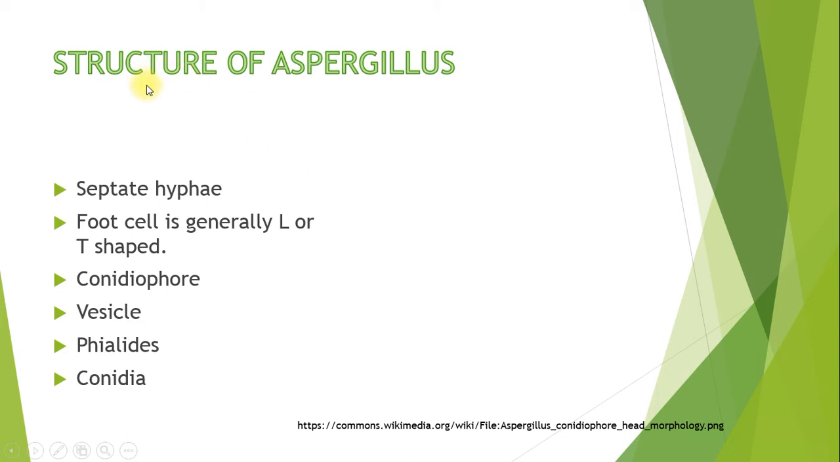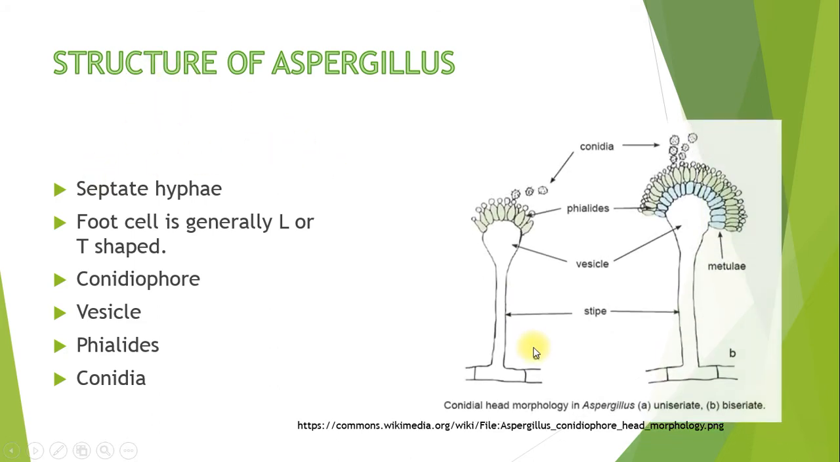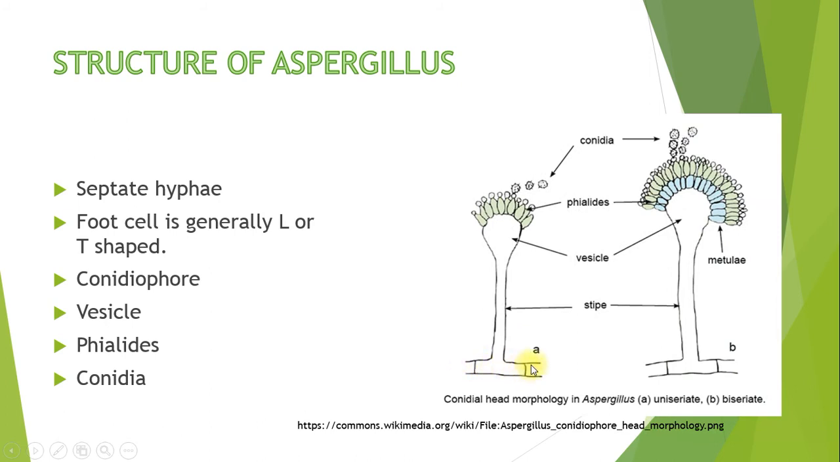Structure of Aspergillus. It has the septate hyphae. There are the cross walls called septum. The foot cell is generally L or T-shaped. The vegetative cell, foot cell, it bears the erect hyphae which is called conidiophore. The conidiophores get swollen to form the vesicle. This vesicle bears the elongated structure called phialides. The round spores they are called conidia.